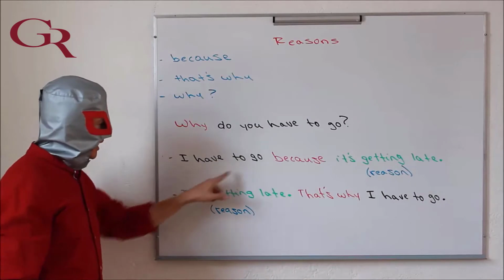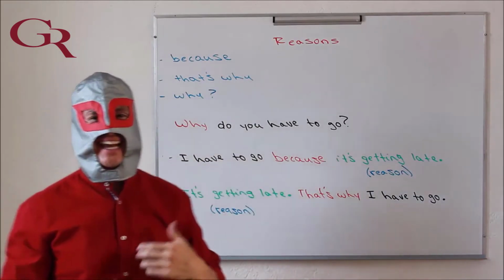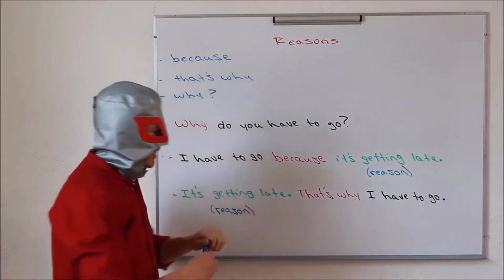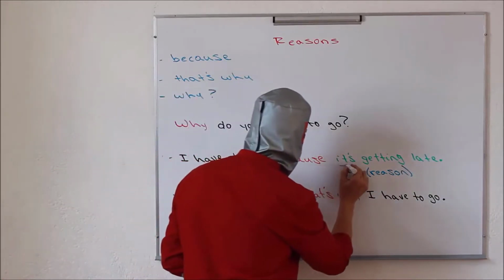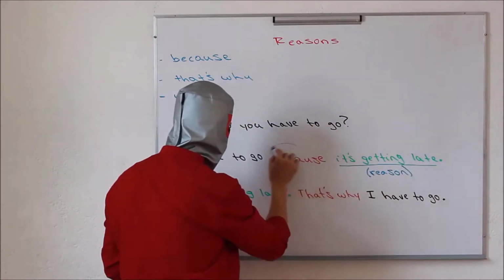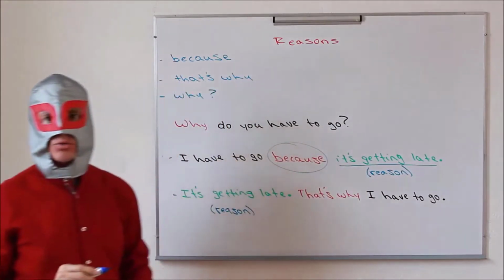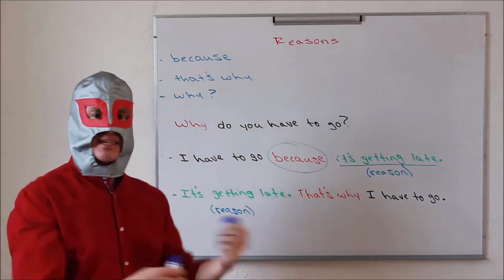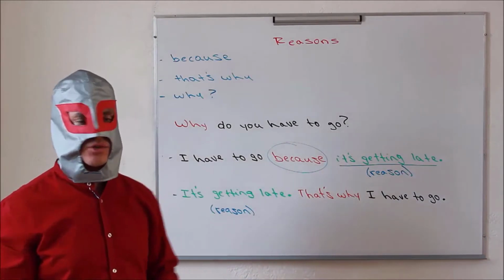In the first one, I have to go because it's getting late. Here the correct word to use is because. If I'm going to express the reason after this word, then I want to use because. I have to go because it's getting late. It's getting late is the reason.